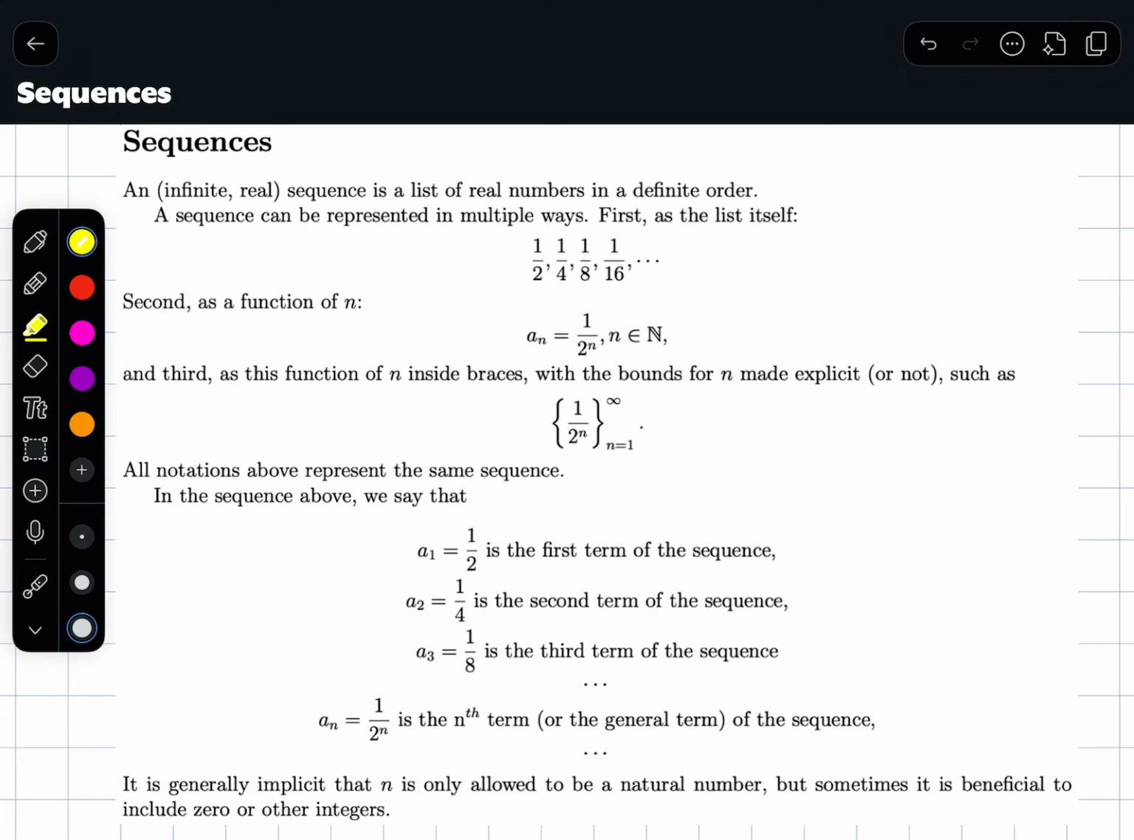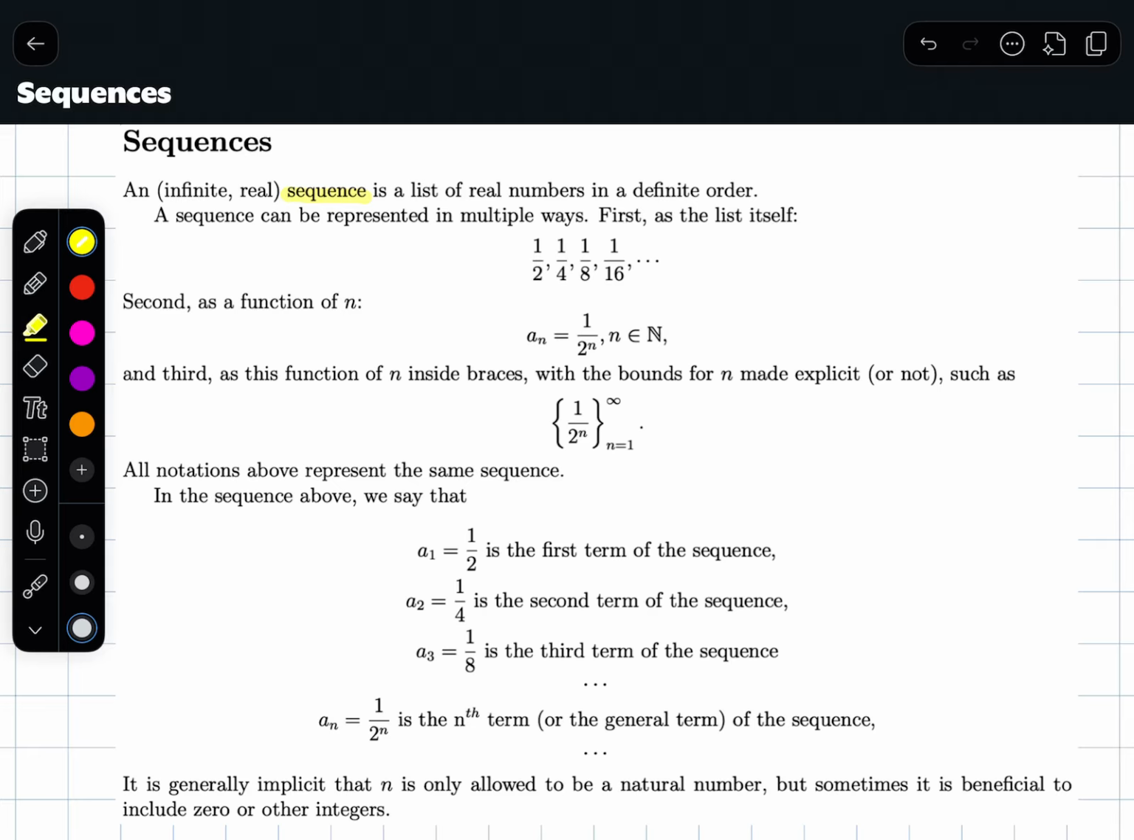Okay, let's take a second to talk about infinite sequences. An infinite sequence, and here my sequences are always infinite and real. I'm not generally going to say that they are infinite and real, but I will mean that they are. It's going to be implicit. I'll think of those as just a list of numbers in a specific order.